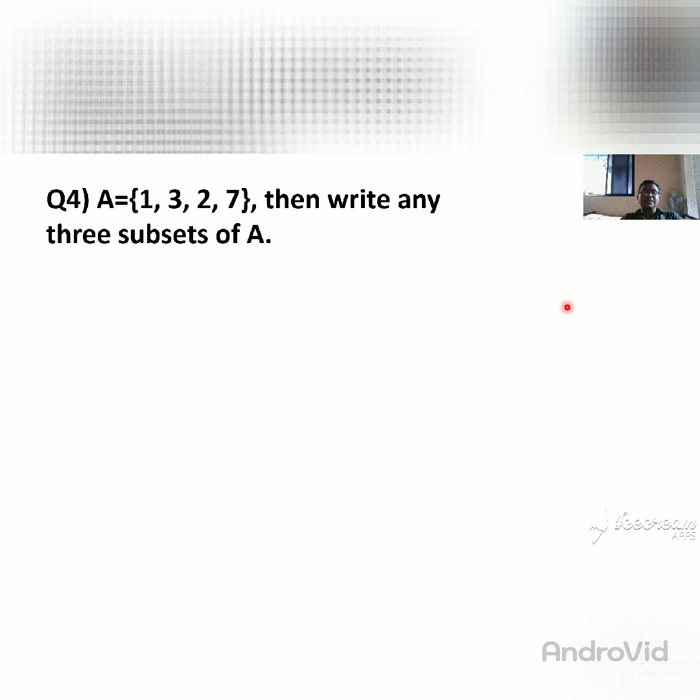Okay, then we can see question number 4 on the screen. See question number 4, what it says: A is the set of 1, 3, 2, 7, then write any 3 subsets. This question is very simple. Why is it so simple? Because it says to write the subsets, so you can write one number separately, that is another set; 3 separately, that is another set; 2 separately; 7 separately.